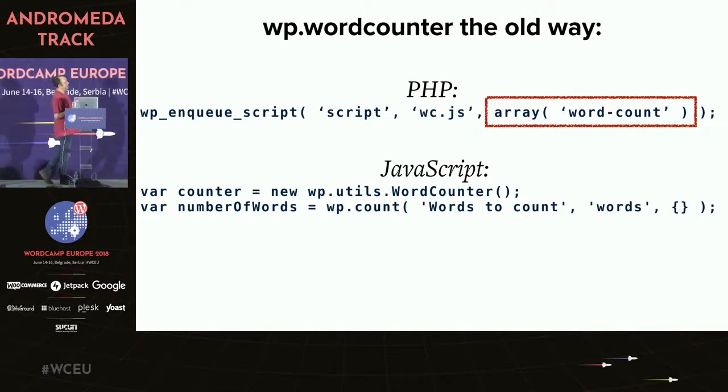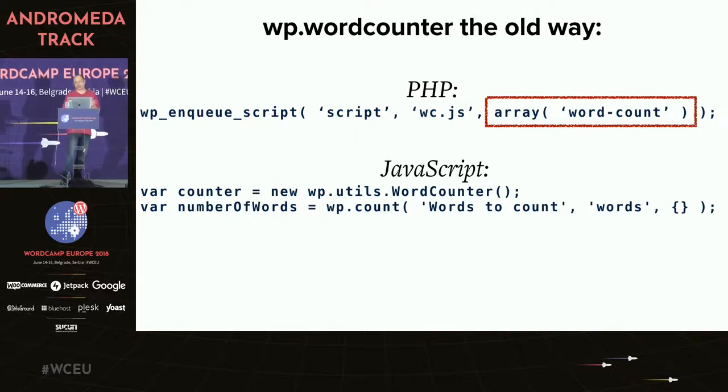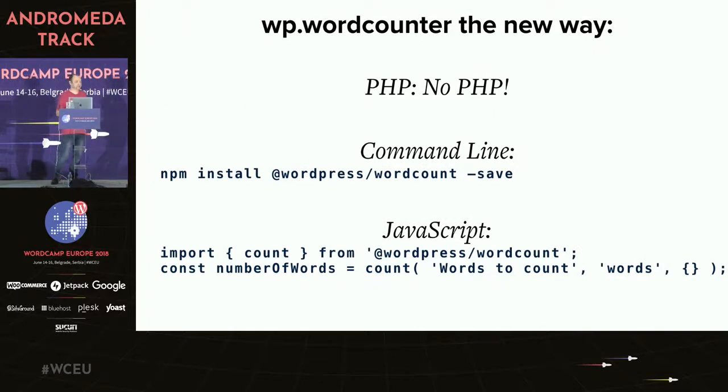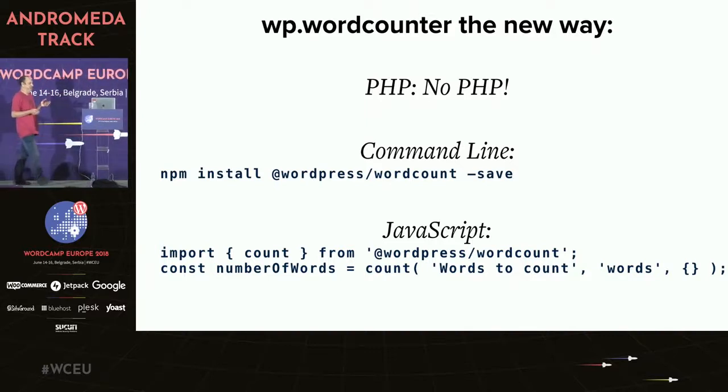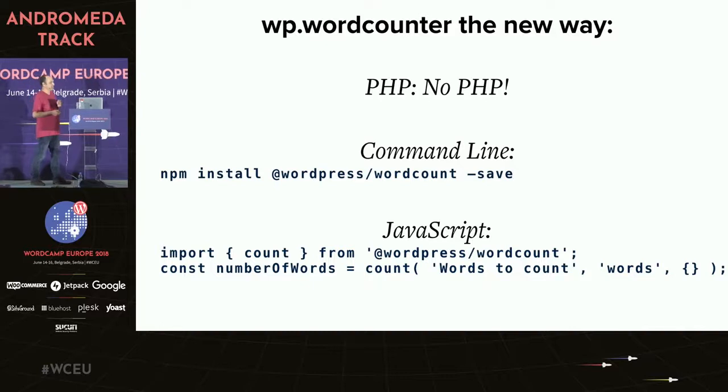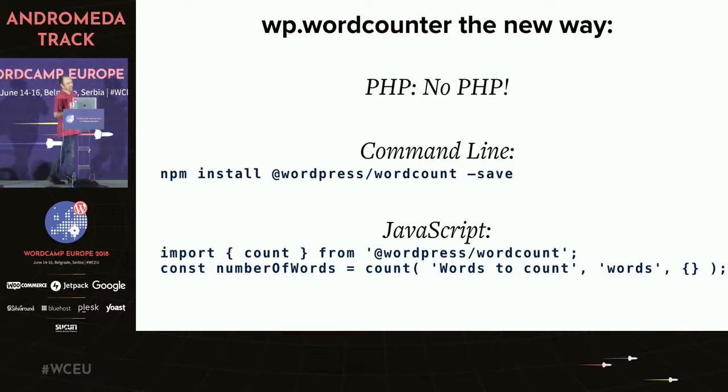So I wanted to just show you an example of how we would use the WP word counter, the old way and the new way. So the old way is we enqueue the script in PHP, and then we can rely on the word count object being available on the WP global. So we simply call it in our JavaScript. The new way, there is no PHP. We import the word count object from npm into our project with npm install. And then in our JavaScript, we can use that directly.